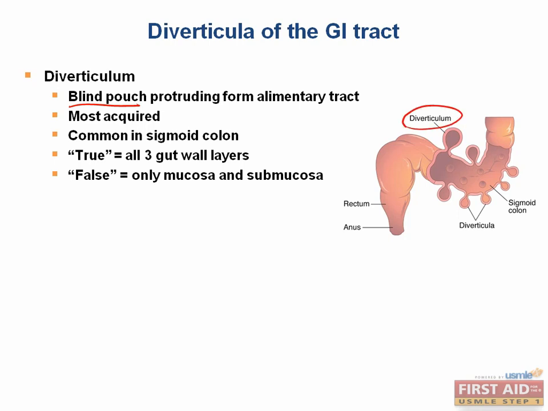Most of the diverticula are acquired, and most commonly they're in the sigmoid colon. Another important definition is that of true versus false. True diverticuli include all three gut wall layers, whereas false diverticuli, or pulsion diverticuli, include only the mucosa and the submucosa. This is important to remember. Often, these false diverticuli occur in places where the muscularis externa is thinned by the perforation of the vasa recta.